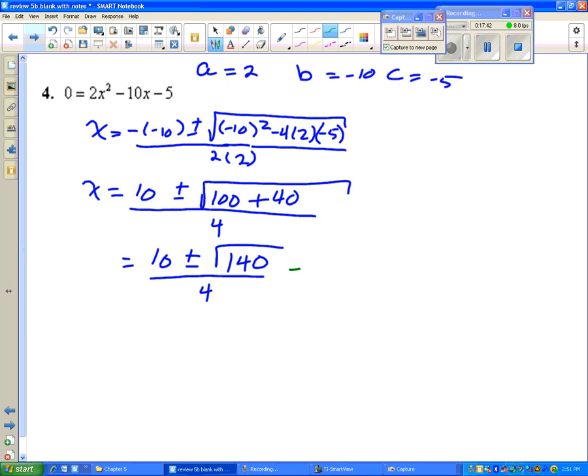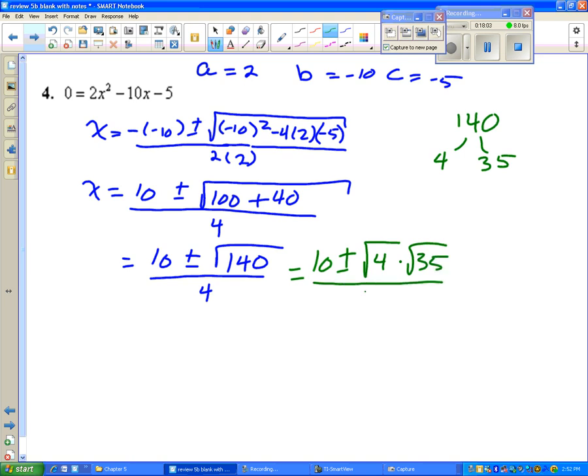So I'm going to step over to the side and say 10 plus or minus the square root of 140. The perfect square that divides into it is 4. 4 times 35 is 140. So this is the square root of 4 times the square root of 35 over 4. So this is 10 plus or minus the square root of 4 is 2, square root of 35, over 4.